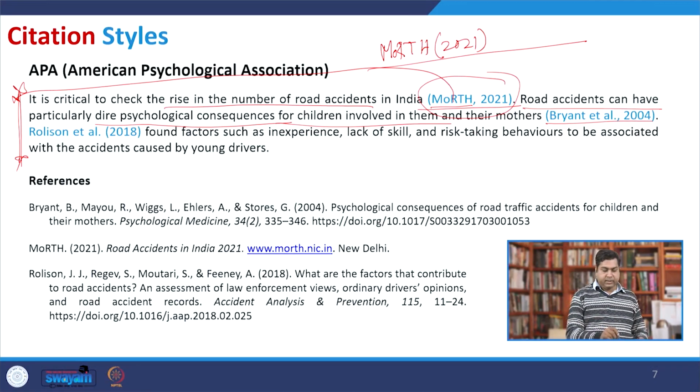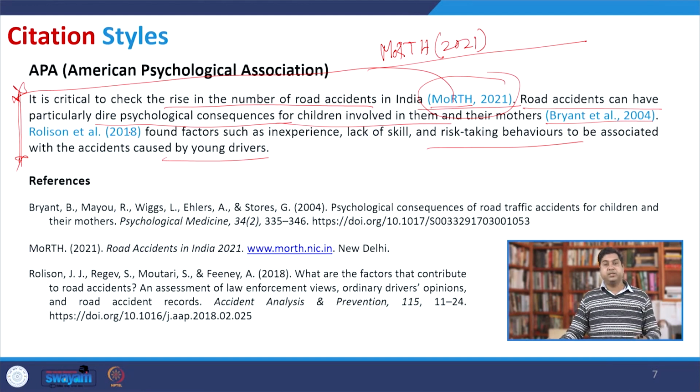Then if you see the statement that I referred to, in this case it is not cited at the end of the sentence, but it started with Rollishan et al. 2018 found factors such as inexperience, lack of skill and risk-taking behaviors to be associated with those kinds of accidents, especially caused by young drivers. So, here you directly start with the researcher and the citation is a little different. You can identify clearly that in this case within the parenthesis you have only the year of publication.